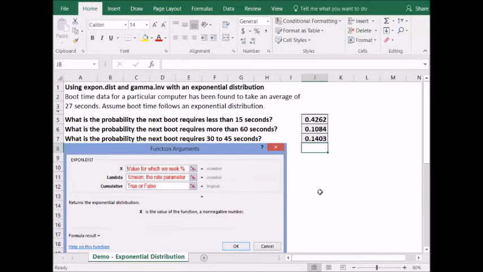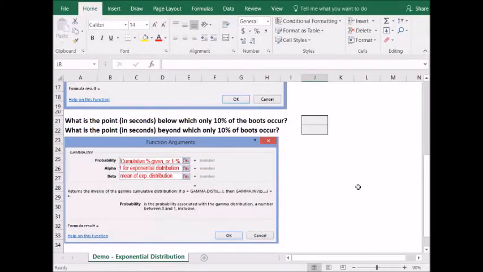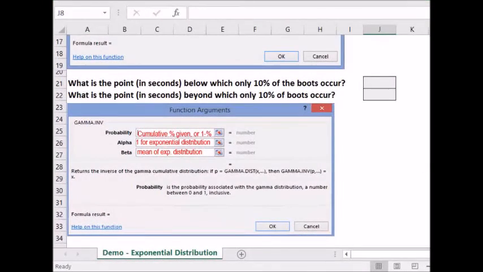What if you wanted to find out the value for x given a probability of occurrence? In Excel, we will use the gamma.inv formula. It requires the probability, which is always cumulative, an alpha value, which is 1 when we're using the exponential distribution, and beta, which is the mean of our exponential distribution. So it's a simple formula to use in Excel.